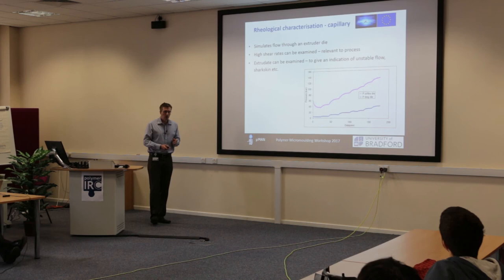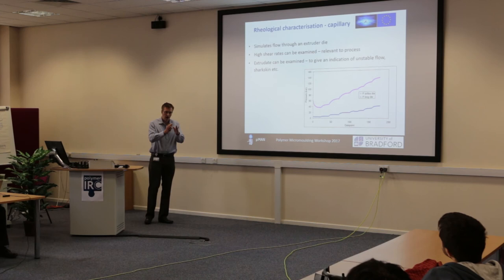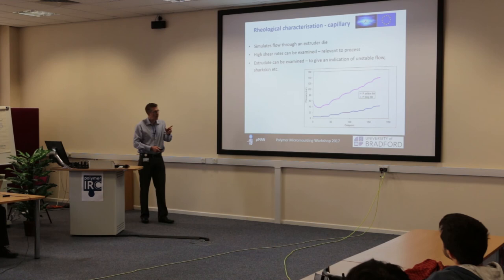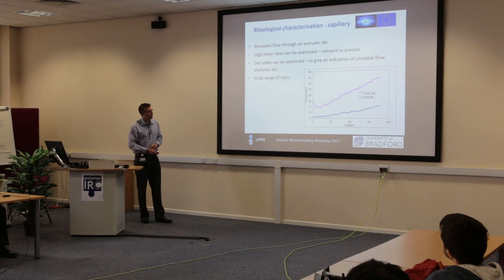So you may have heard of things like shark skin, where polymers after they've flowed through a die will get small marks on their surface because the flow has become unstable, or there might be a more serious instability where the whole polymer coming out deforms fairly catastrophically. So we're able to see that, and we're able to correlate the visual measurements with the pressure.